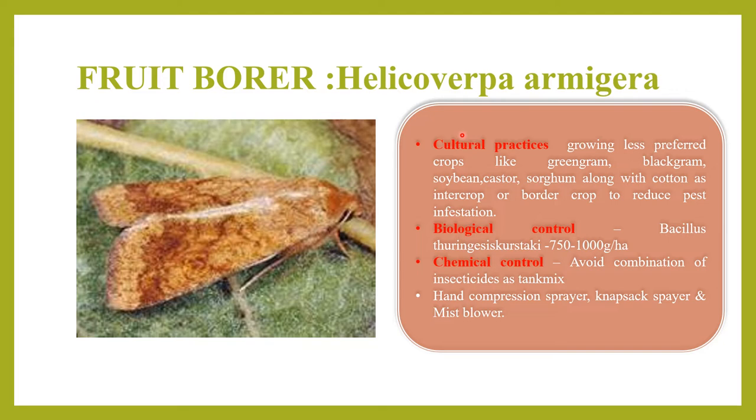In cultural practices, an intercrop or border crop like green gram, black gram, soybean, castor, or sorghum should be grown along with the cotton. It will reduce the pest infestation, because when we keep an intercrop or border crop around the cotton, it will attract more pests and the main crop will benefit.